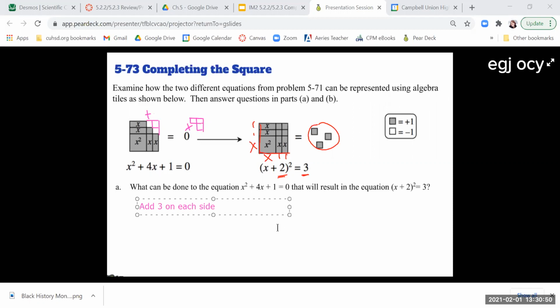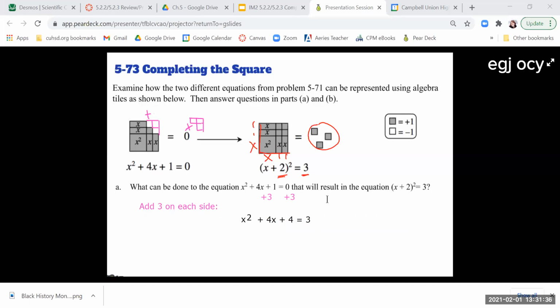And that gets us a new equation. So x squared plus 4x plus 1 equals 0 was our original. So I'm going to add 3 on both sides of this equation and get our resulting equation, which will look like x squared plus 4x plus, and now we have 3 plus 1 is 4, equals 0 plus 3 is 3.